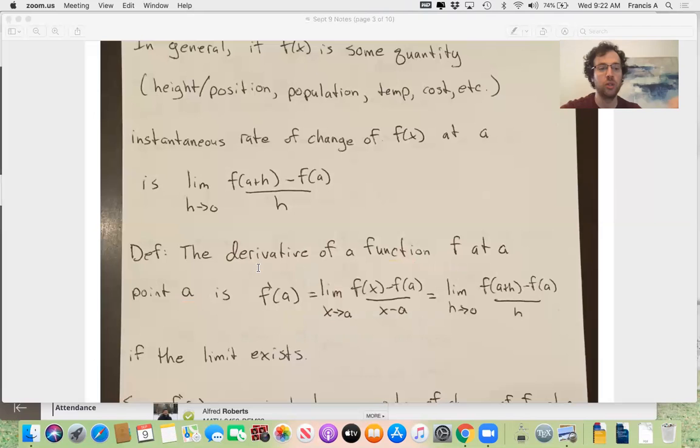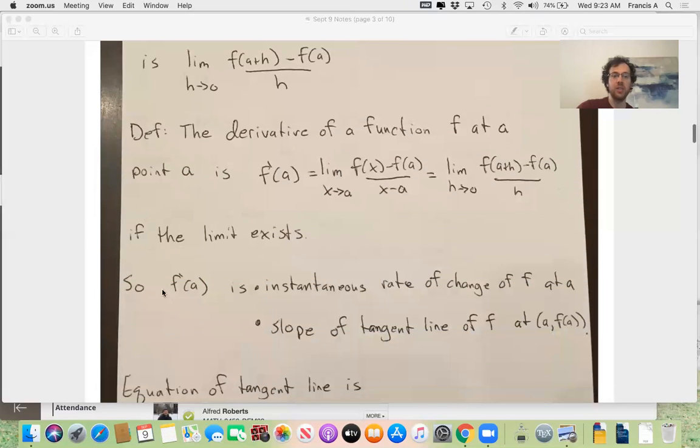So this terminology, the derivative of a function at a point with this notation f prime of A, that's what we'll take as the quantity we're interested in. And so this f prime of A is the instantaneous rate of change of a function at a point. In particular, this represents the instantaneous velocity for some position function at a point A. This also represents the slope of the tangent line of a function at a particular point.